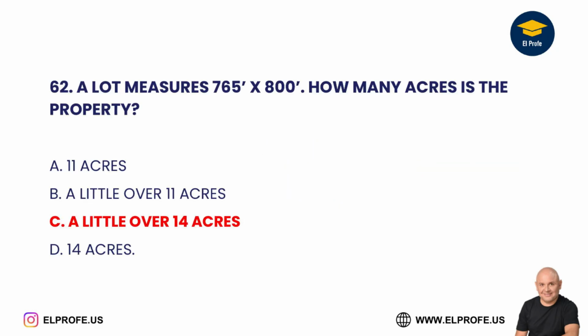What is the correct answer? The answer is a little over 14 acres. And look how tricky the test writers are. They give you an option that says 14 acres exactly. But clearly, if there is one that says a little over 14 acres, that has to be it, because it is not 14. It's slightly more than 14.